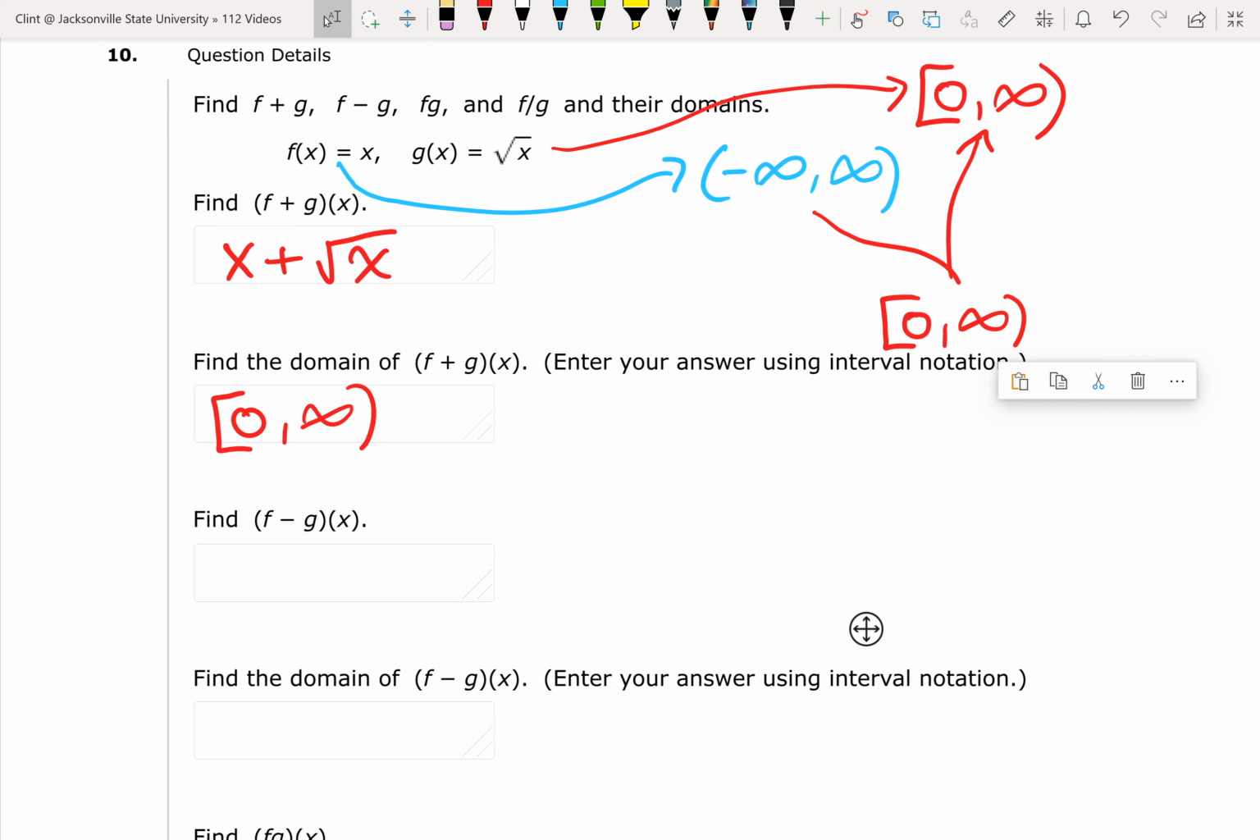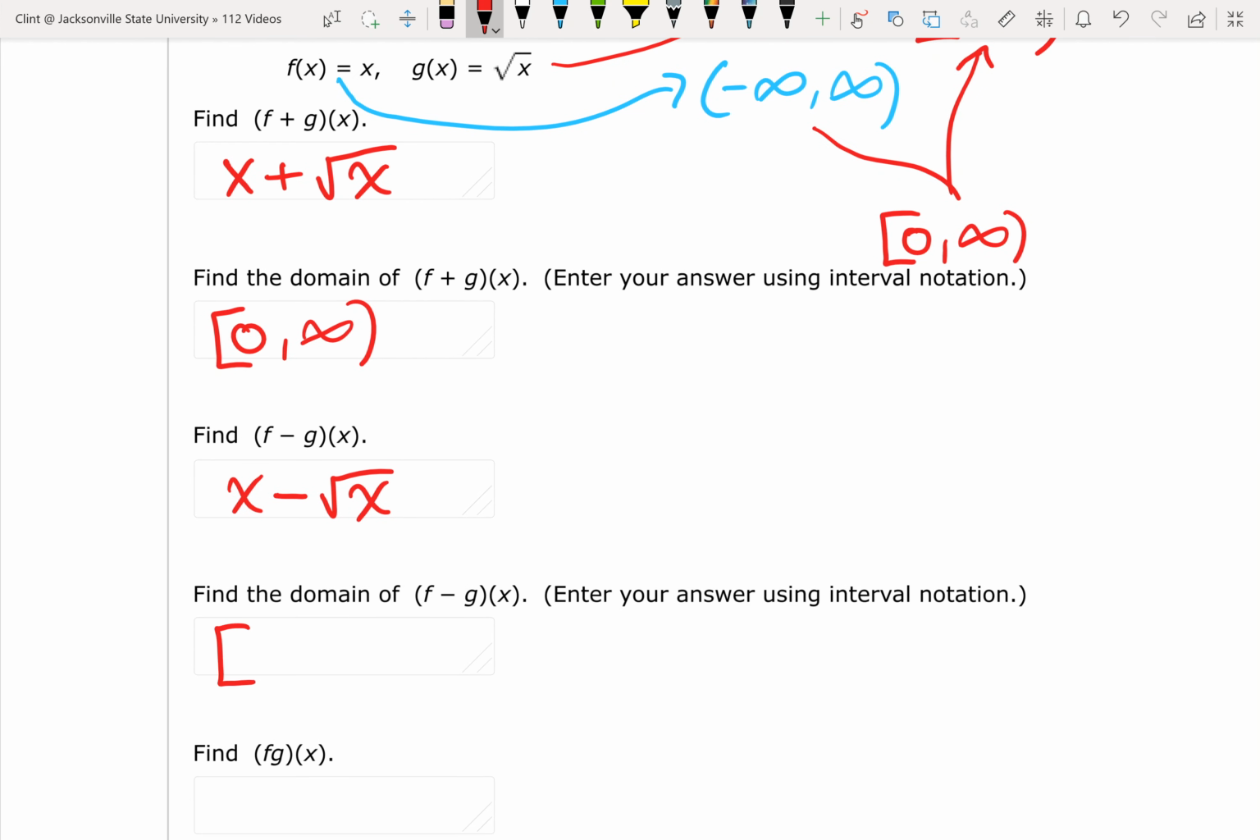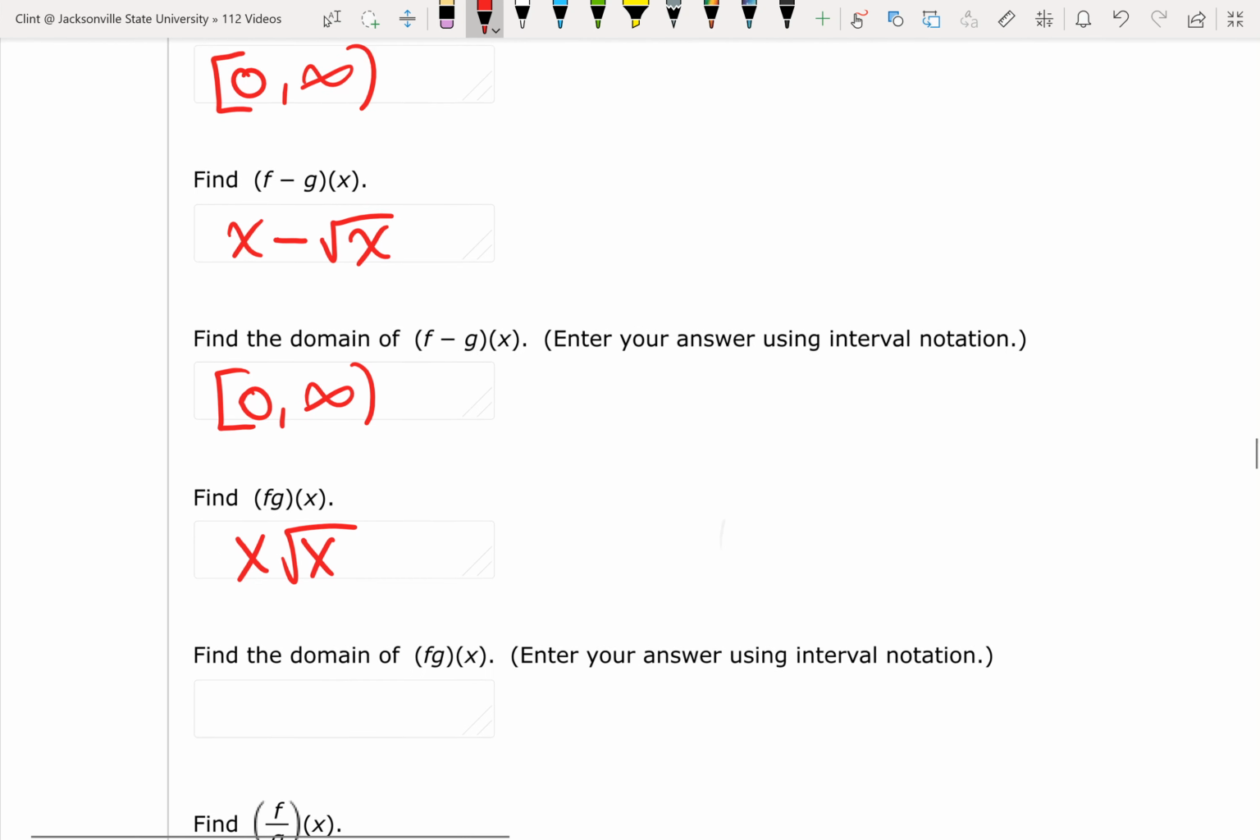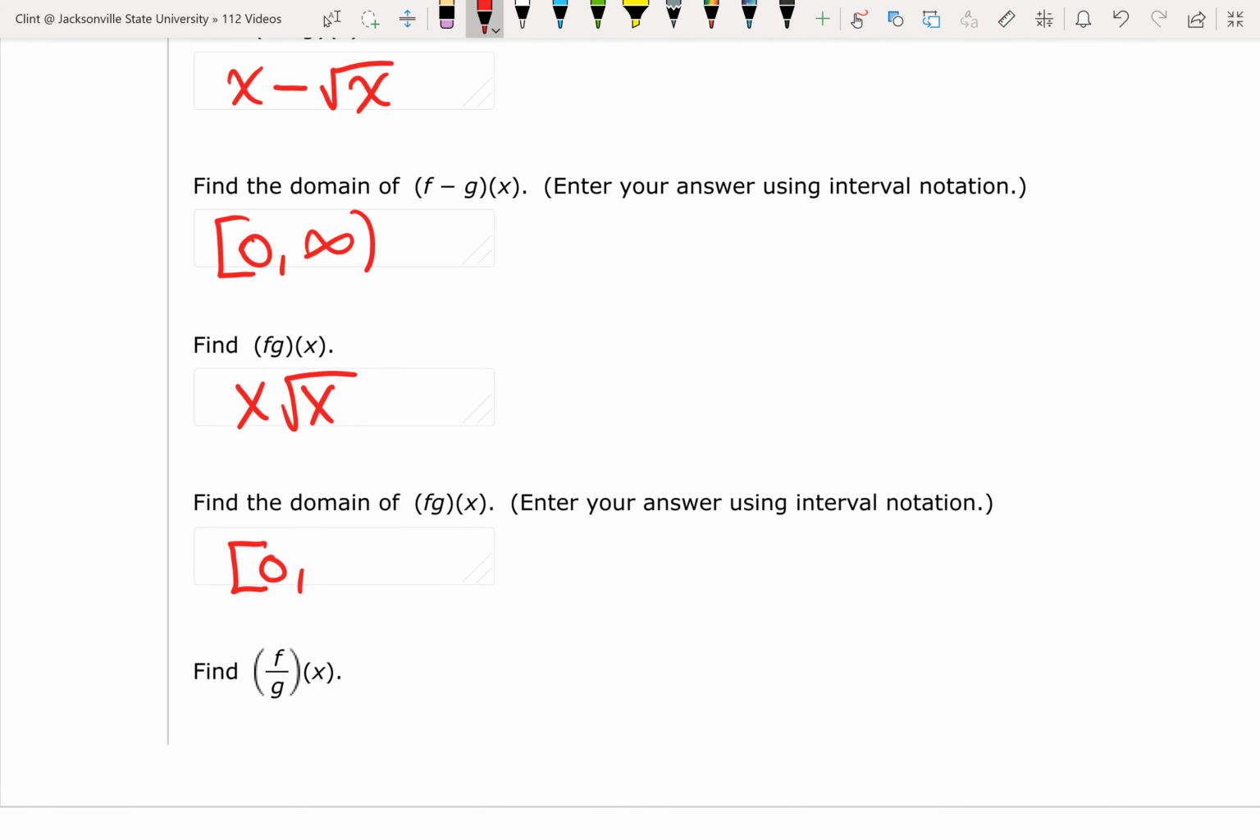We do f minus g, then f of x is x, then minus g of x is square root of x. There's our new function. Again, where the domains overlap is 0 to infinity. You don't have to think about that again, it's going to be the same as plus. F times g will have x times square root of x. In the video for that section, I simplified that. That's simple enough. You don't have to do anything else with it. And the domain is going to be 0 to infinity again.